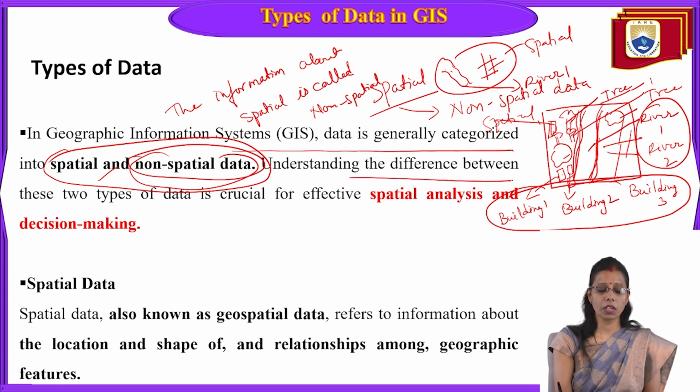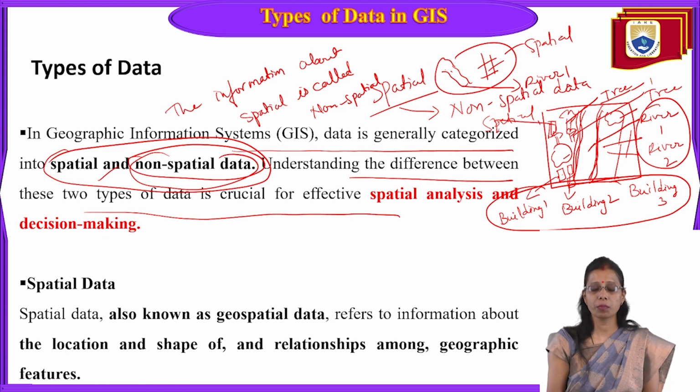Understanding the difference between these two types of data is crucial for effective spatial analysis and decision making. So I hope you understood what is spatial and non-spatial. There are two different things, studied together. Spatial means what we see around. A table can be spatial, a light can be spatial, a camera can be spatial data. Once you assign a name to that camera, that table, that tree, or any kind of object, that becomes non-spatial. This is the difference. Okay.